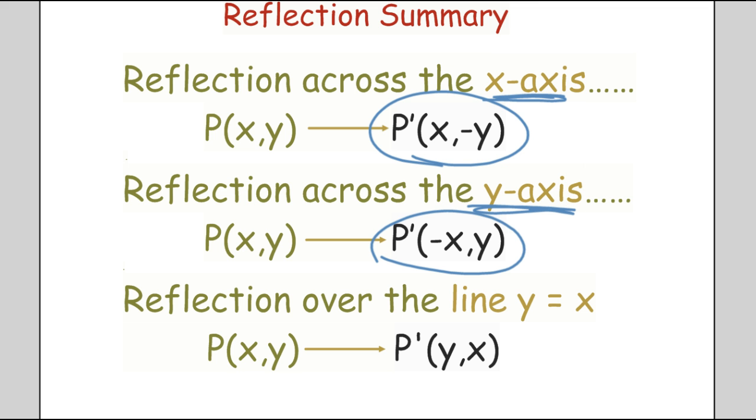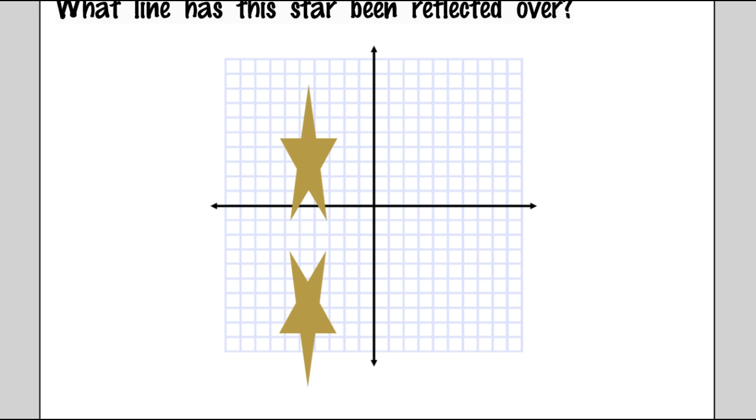The one we didn't do is we did not reflect over the line y equals x. And the rule for that one is the y and x, they trade places. Like Freaky Friday. xy becomes yx. So now you have all your rules. Is your rule box complete? Yep. Okay. What line has the star been reflected over?